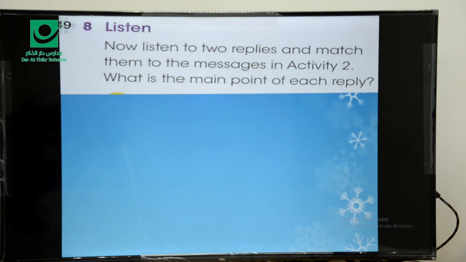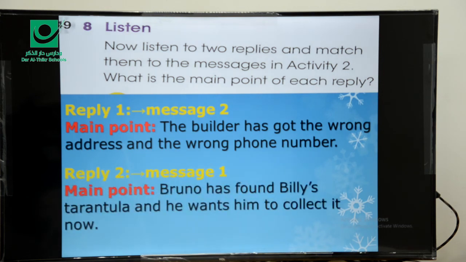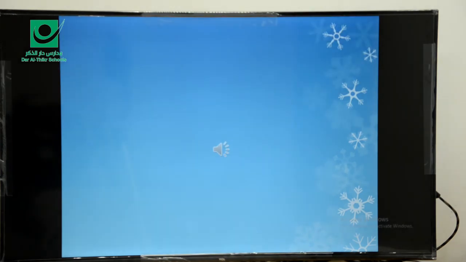Bye. Yes. So try to remember the first reply. See, the first reply goes to message number 2. What is the main point of the reply? The builder has got the wrong address and the wrong phone number. So the woman told him that you have got the wrong address and the wrong number. I didn't ask anyone to take off my front door. The second one goes to message number 1 about the tarantula. The main point: Bruno has found Billy's tarantula and he wants him to collect it now, as soon as possible. Because you know his parents called the zookeeper, the police, emergency, etc.